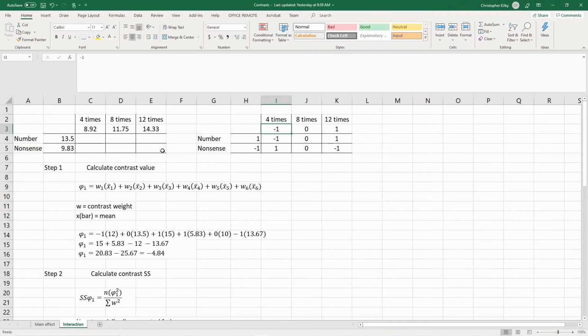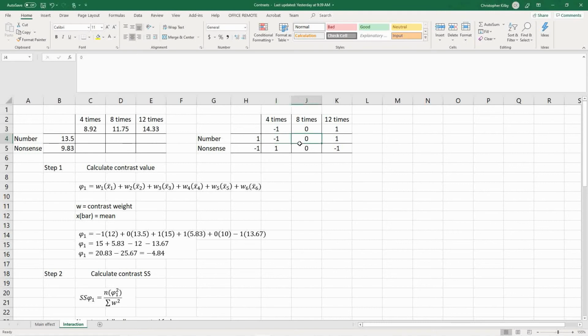Now, this is where things get tricky. I need to figure out what my contrast weights are going to be for each of my cells, because in an interaction contrast, I'm actually using every single cell mean. I'm not using the averaged means. To get to these, I cross-multiply the 2 weights that make up that group. This first cell represents those who had 4 times repetition and numbers for intervening material. So I multiply their weights together, 1 times minus 1, which gives me minus 1.